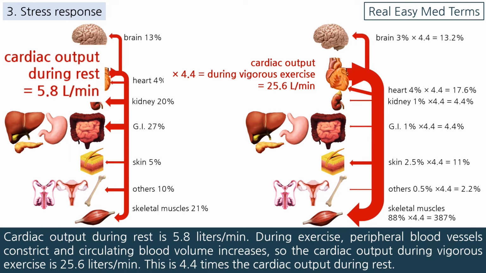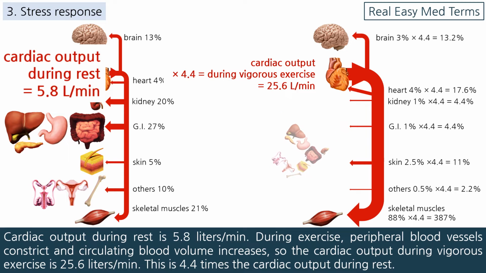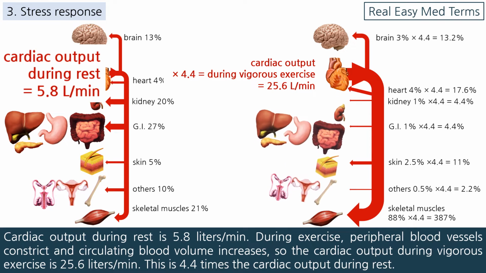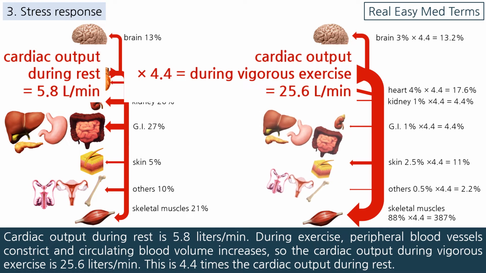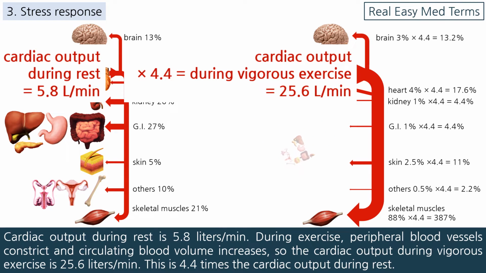Cardiac output during rest is 5.8 liters per minute. During exercise, peripheral blood vessels constrict and circulating blood volume increases, so the cardiac output during vigorous exercise is 25.6 liters per minute. This is 4.4 times the cardiac output during rest.